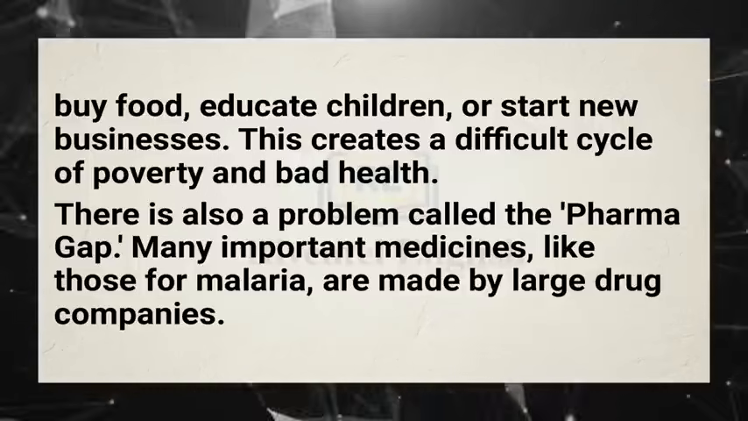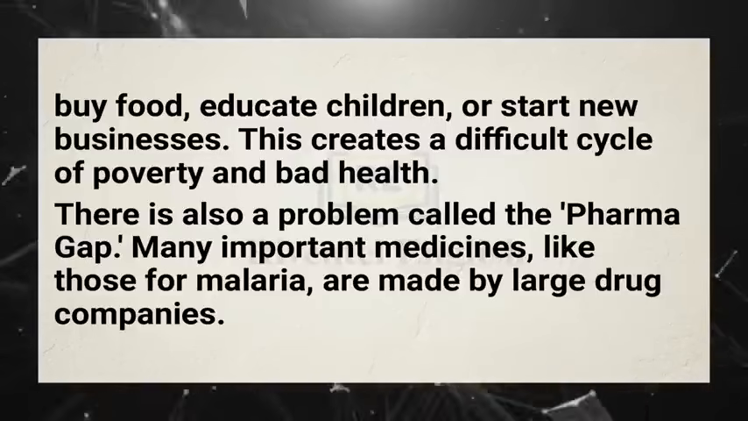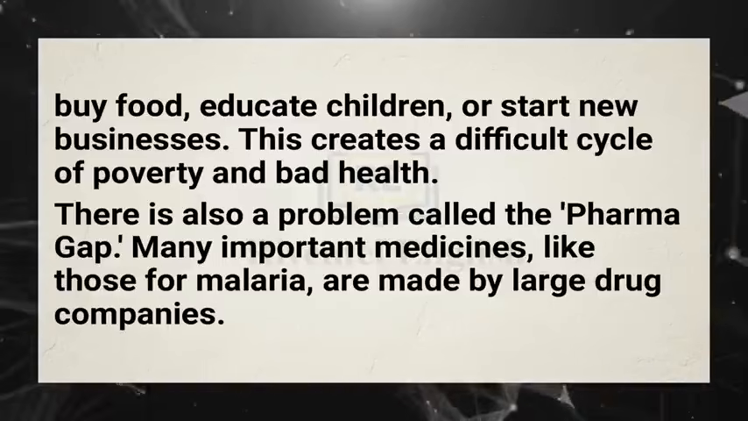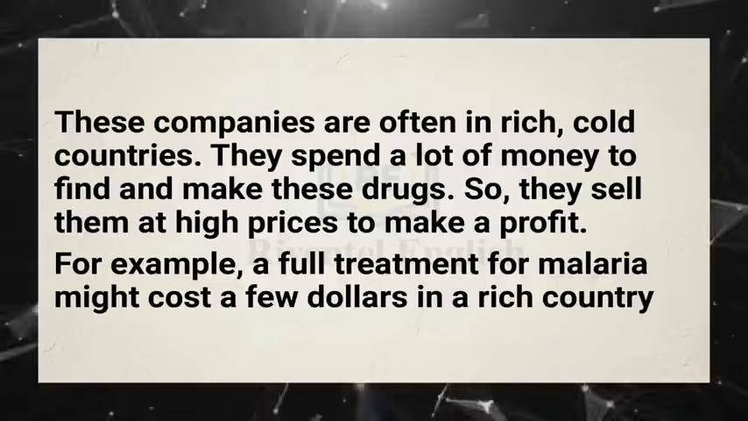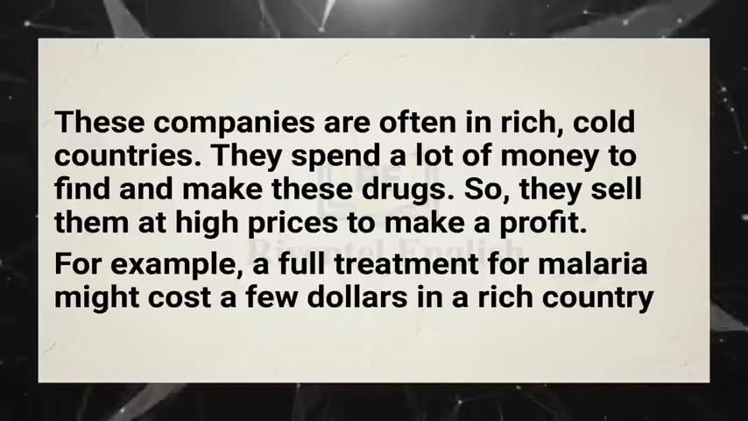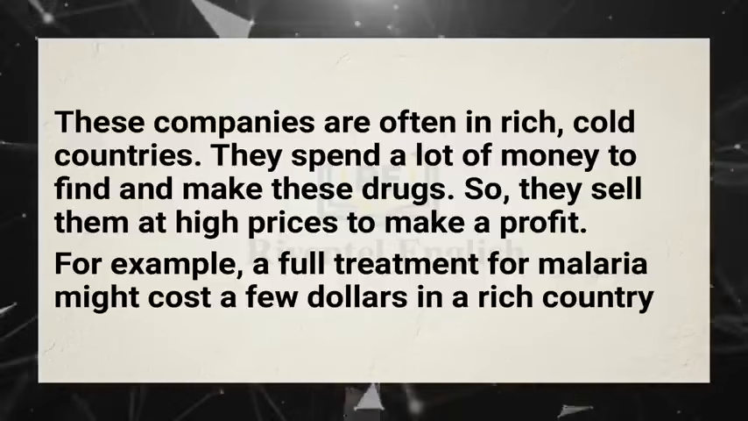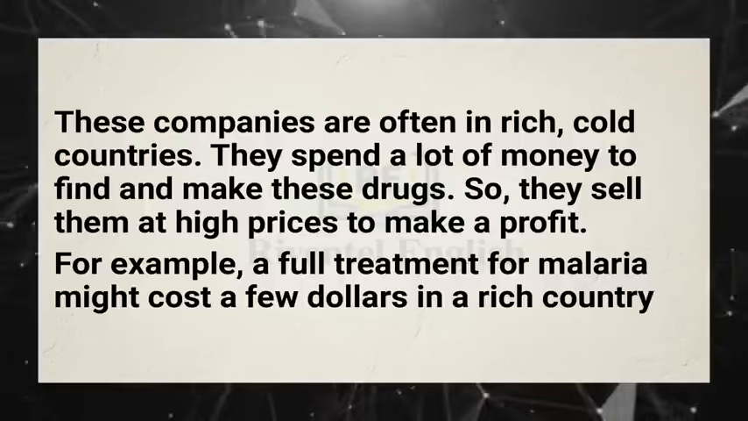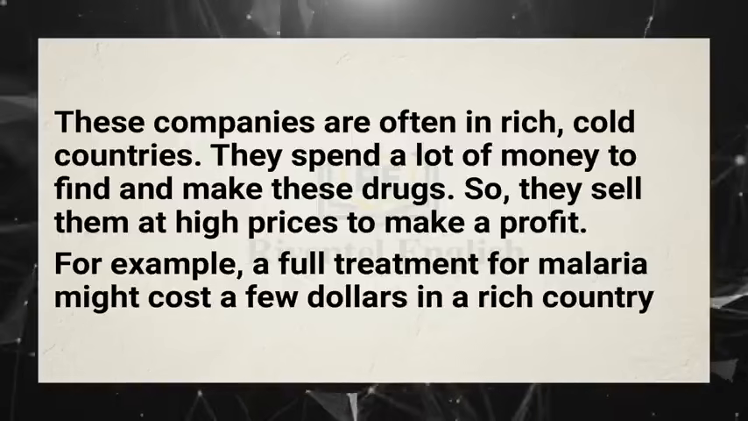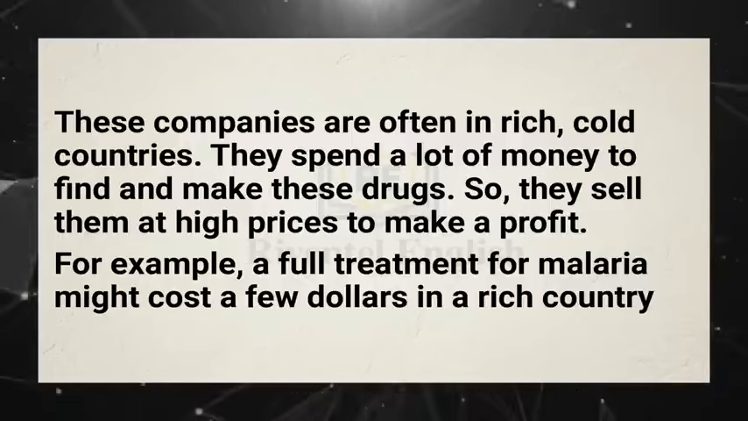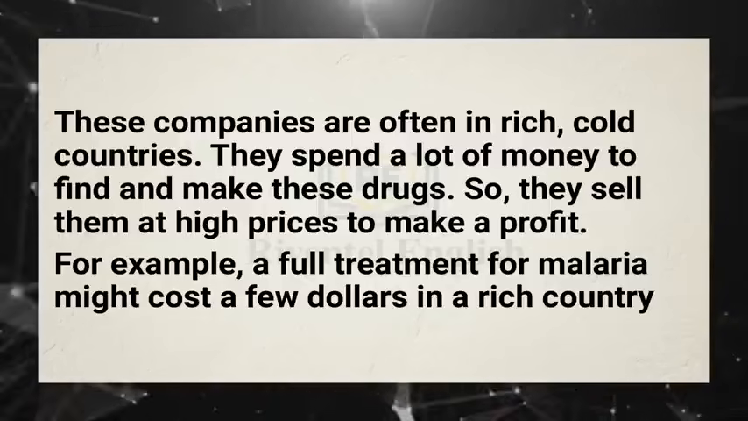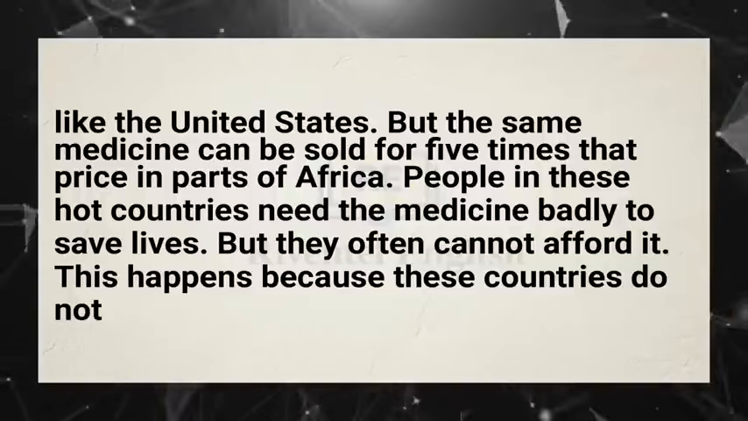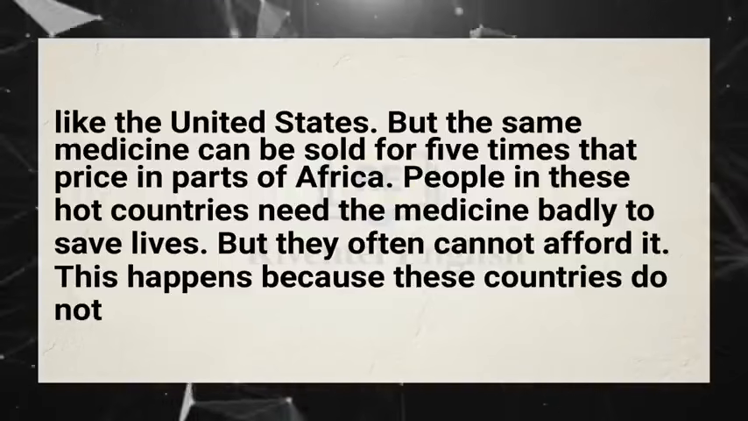There is also a problem called the pharma gap. Many important medicines, like those for malaria, are made by large drug companies. These companies are often in rich, cold countries. They spend a lot of money to find and make these drugs, so they sell them at high prices to make a profit. For example, a full treatment for malaria might cost a few dollars in a rich country like the United States. But the same medicine can be sold for 5 times that price in parts of Africa.